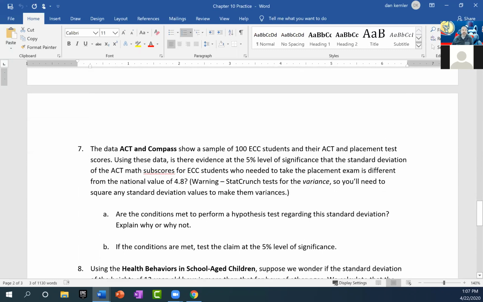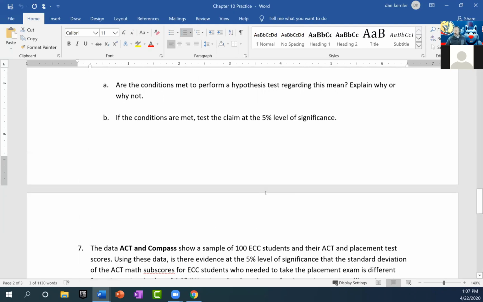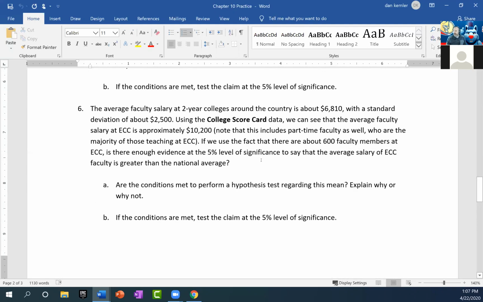Okay, any additional homework related questions? Number 6, let's take a look here. Average faculty salary is about $6,180 with a standard deviation 2,500. Using the scholar scorecard data, we can see the average faculty ECC is approximately 10,200. Okay, if we use the fact that there are about 600 faculty members, is there enough evidence to say that the average salary ECC is greater than the national average?